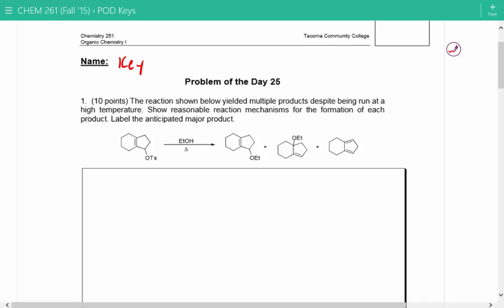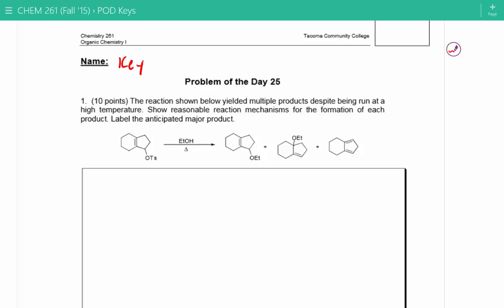And let's go over the key for this problem of the day. This problem of the day, we're using ethanol. Is ethanol a good base, good nucleophile, weak base, weak nucleophile? What class would we put it into? Weak base and weak nucleophile. In this case, it doesn't have a negative charge. That means it's not going to be very nucleophilic, and it's not going to be very basic. All right, we've got a weak base, weak nucleophile.